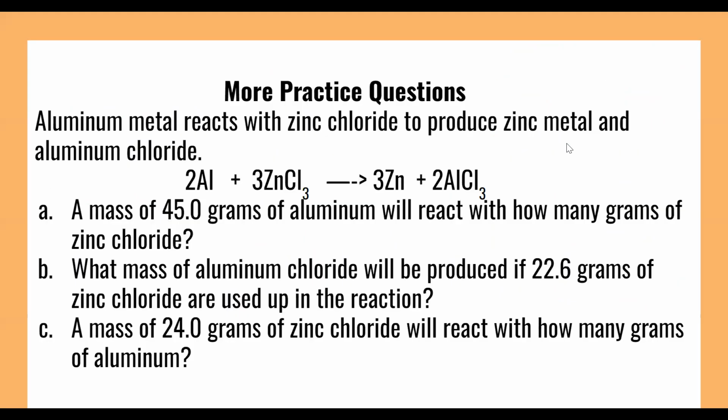Okay, more practice questions. Aluminum metal reacts with zinc chloride to produce zinc metal and aluminum chloride. So this is the balanced equation. Now it says a mass of 45.0 grams of aluminum will react with how many grams of zinc chloride? Then what mass of aluminum chloride will be produced if 22.6 grams of zinc chloride are used up in the reaction? Then a mass of 24.0 grams of zinc chloride will react with how many grams of aluminum?